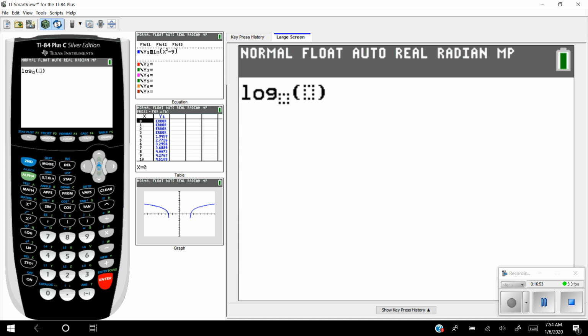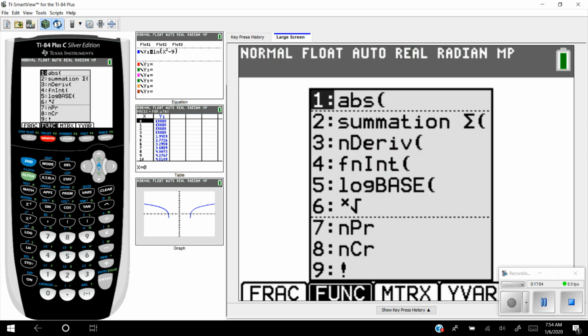That's kind of a cumbersome process. So the newer TI-84s have a shortcut panel. If you push alpha, window, it opens up a shortcut panel of the most commonly used functions on the calculator. Log base is number 5. So hopefully most of your calculators have this.